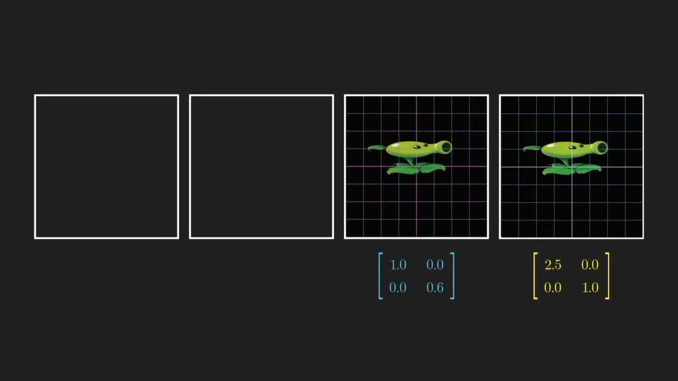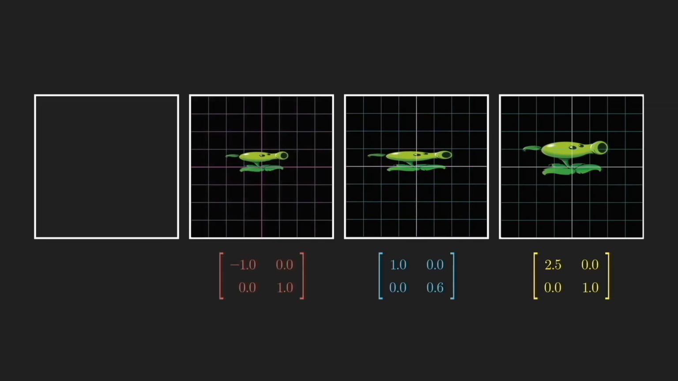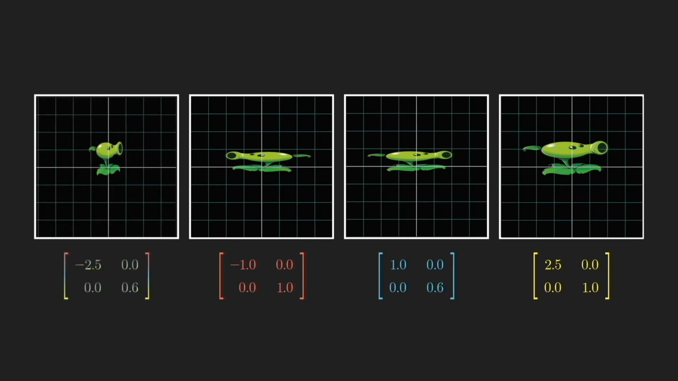Let's use this image as an example. Firstly, we scale the x-axis by 2.5. Secondly, the y-axis by 0.6. And thirdly, a reflection. And this diagonal matrix, which is a composition of the 3 matrices on the right, just encapsulates the 3 transformations, but in one go.